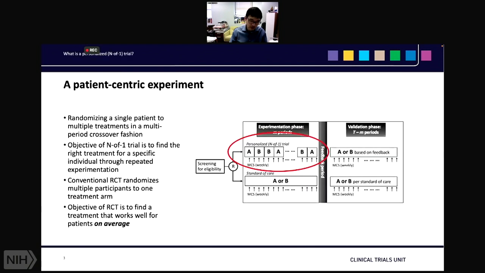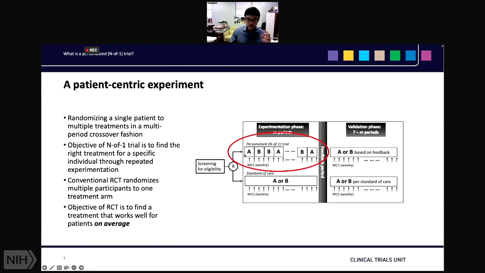First, a definition. An N-of-1 trial is a patient-centric experiment. It is patient-centric in the sense that it randomizes a single patient to multiple treatments in a multiple crossover fashion. And the goal of an N-of-1 trial is to really identify the right treatment for that specific individual. So it's patient-centric. And in the circle part on the diagram here, it shows the simplest form of an N-of-1 trial design that compares two treatments, A and B.